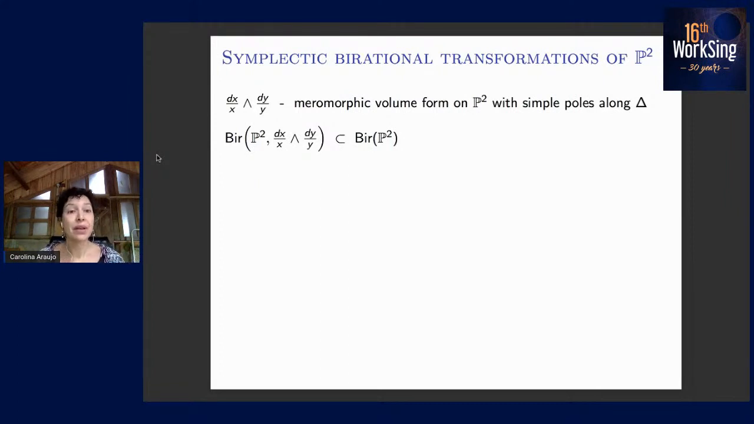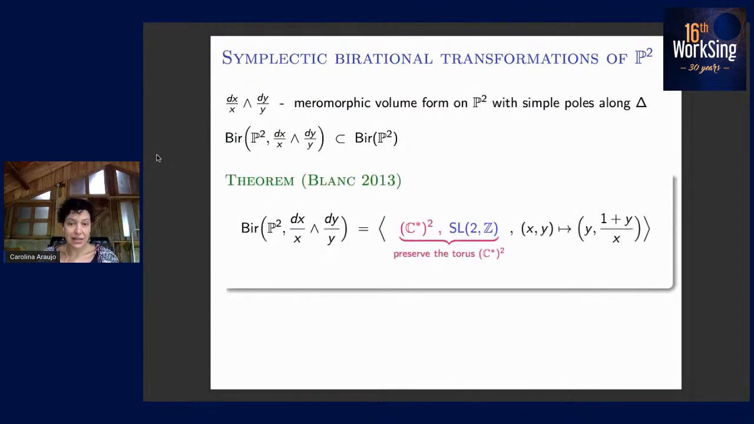This group is called the group of symplectic birational transformations of P2. It was studied by Blanc, who gave a very nice description in terms of generators. So the group of birational self-maps of P2 that preserve this meromorphic volume form is generated by, first, the torus C star squared, and SL2Z. This part is the part that preserves the torus.